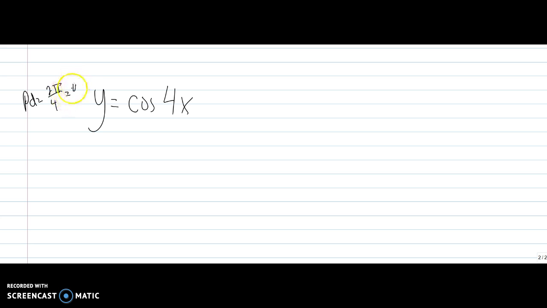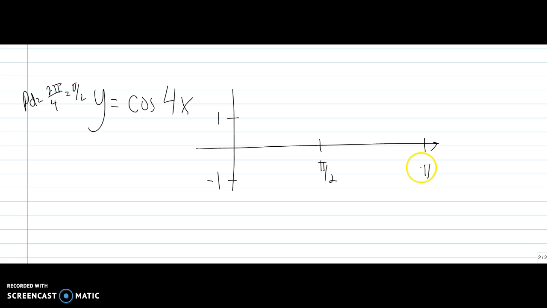And if we simplify that, we get pi over 2. So then in graphing this one, the amplitude is 1, so the maximum and minimum heights are 1 and negative 1. The period is pi over 2, which means the second period is going to end at pi. Half of pi over 2 would be pi over 4. Half of pi over 4 is pi over 8.